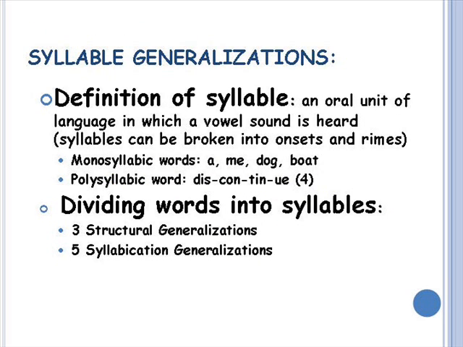Now let us discuss generalizations. A syllable, by definition, is an oral unit of language in which a vowel sound is heard. Syllables can be broken into onsets and rhymes, which was discussed in an earlier phonics module. Monosyllabic words include words with only one syllable, like a, me, dog, boat, cat. Polysyllabic words have more than one syllable, like discontinue or happy. When dividing words into syllables, there are 3 structural generalizations and 5 syllabication generalizations.